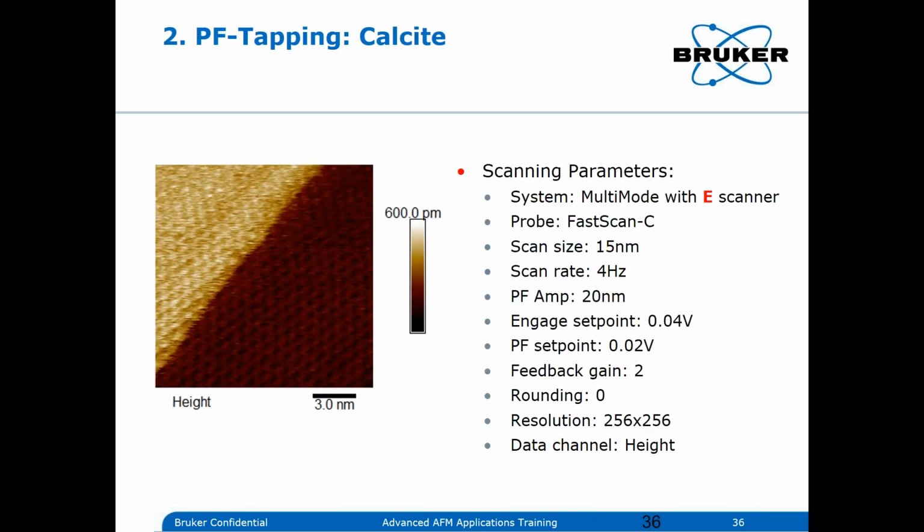Here's an image of PeakForce Tapping of calcite. In this case, it was done with a MultiMode with an E-scanner. The probe is here, so these are more or less recommendations. Again, you can then start to see atomic lattices. One of the major points here again is working clean.